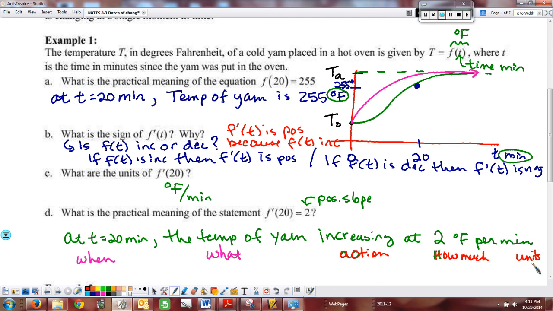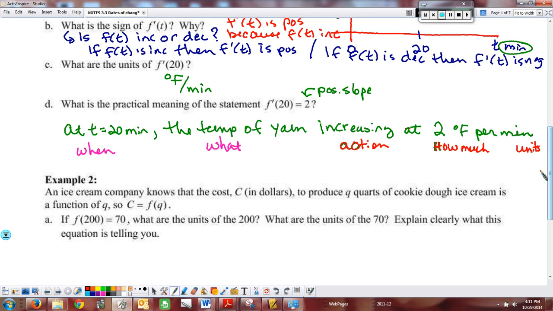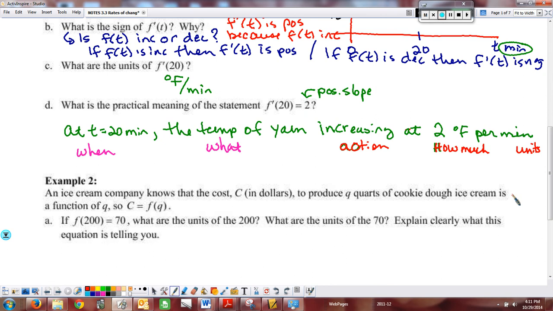And if you have those 5 parts when you are interpreting your instantaneous or average rate of change, the when, the what, which way, how much, and what your units are, you will always get full credit for this practical meaning. And you do want to make sure you get into the habit of that. So if you did not do this in worksheet 3.2, where we had several of these, anytime you find an average rate of change or an instantaneous rate of change using the derivative, you want to get into the habit of writing this sentence, especially if it's a real world problem.